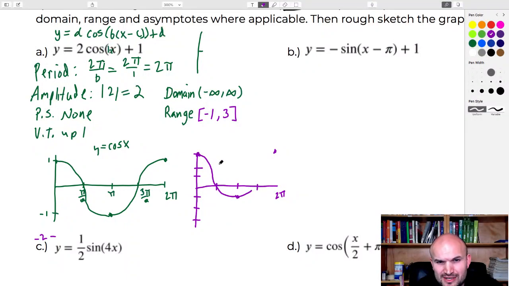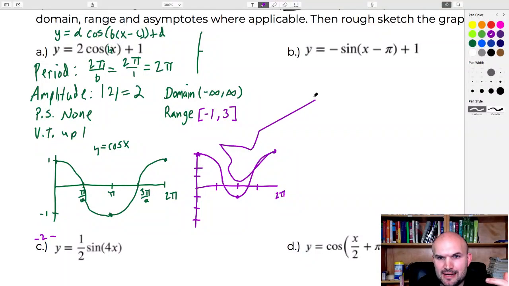And actually the intercepts are not the same. The intervals are the same, but it's not going to cross at the same x and y axis though, so I should be careful with that. Okay, roughly. There we go.